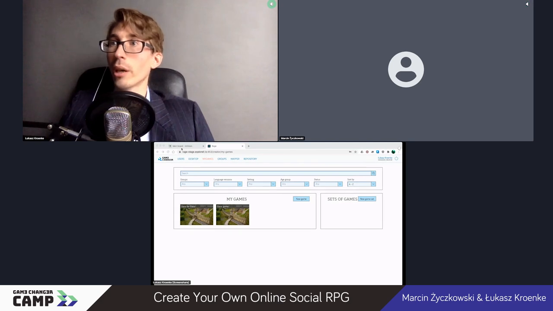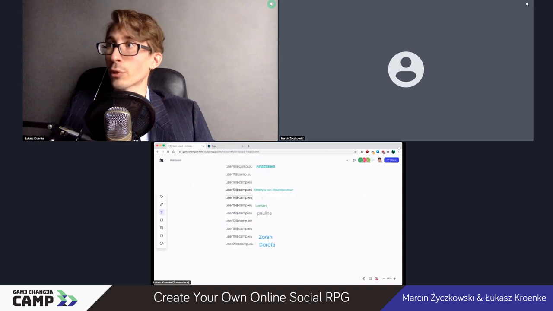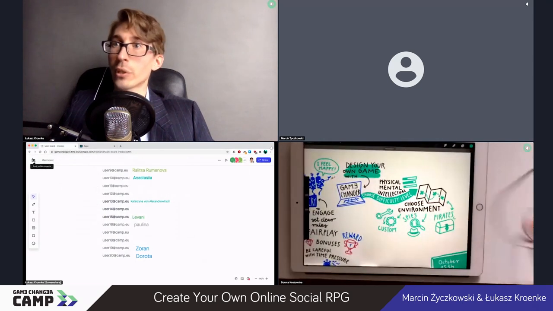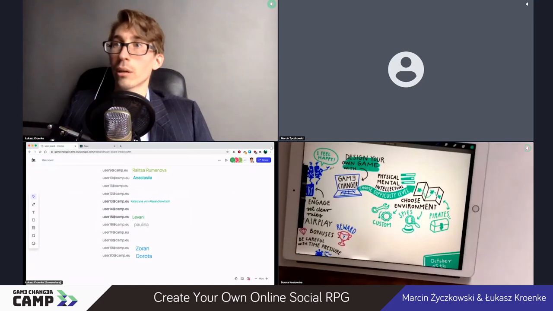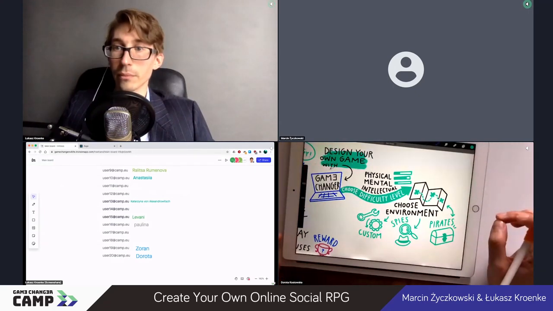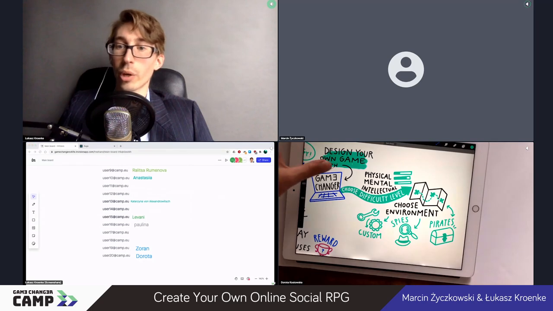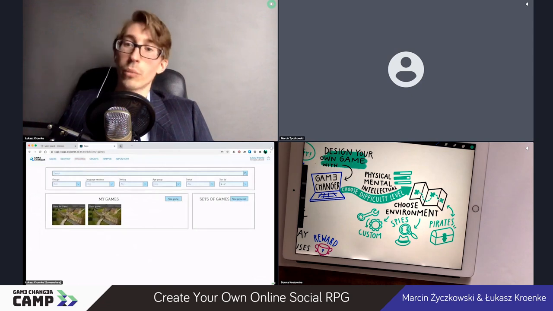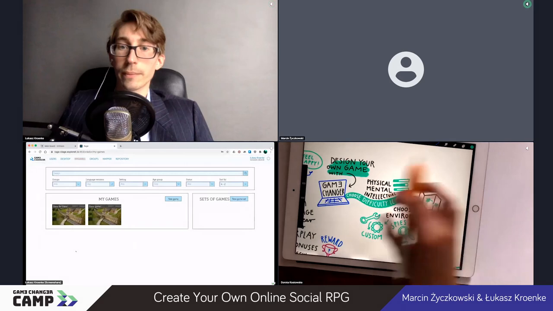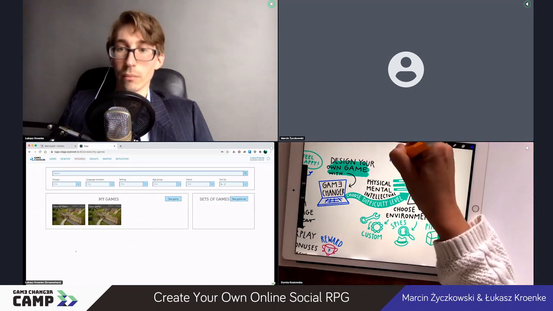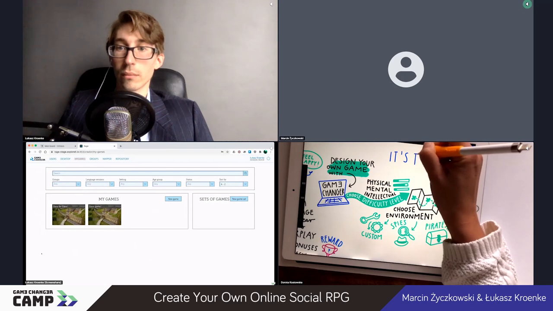In InVision, apart from the main board, there are also boards created for your groups. If you want to use some post-it notes, some drawings, and so on, you can use it in InVision also. No problem. As for the guide for using the platform, Deborah asked when the finishing time is. We have the time scheduled until quarter past 4, so we have 30 minutes for the game. We actually have a guide, I believe, Lucas, for using the platform.